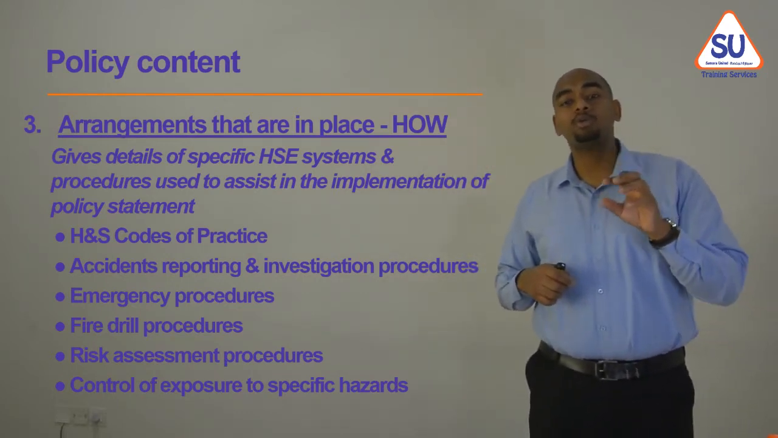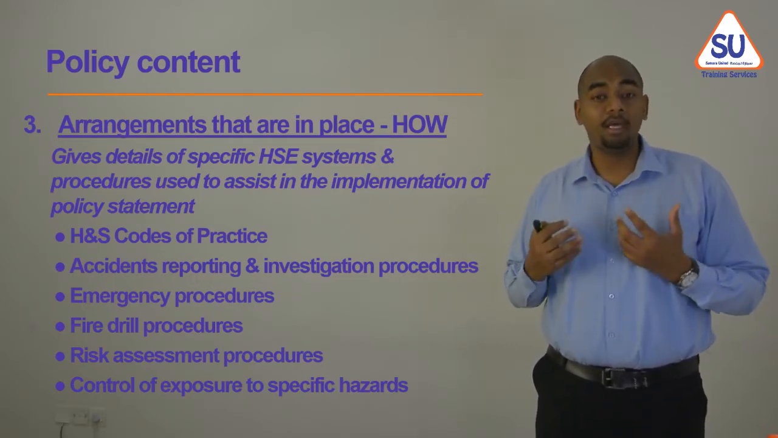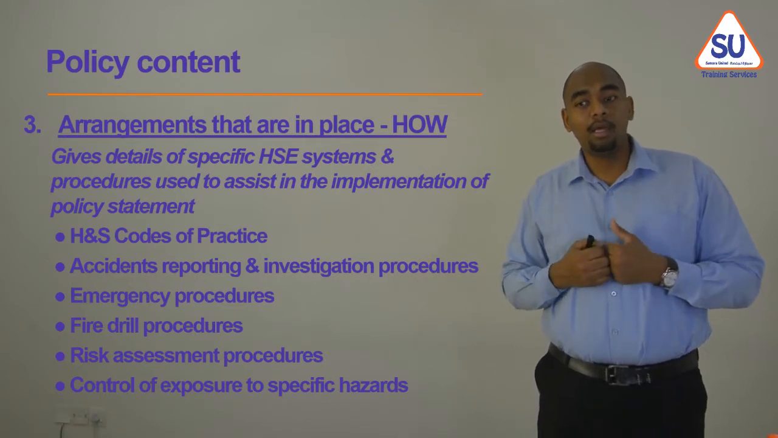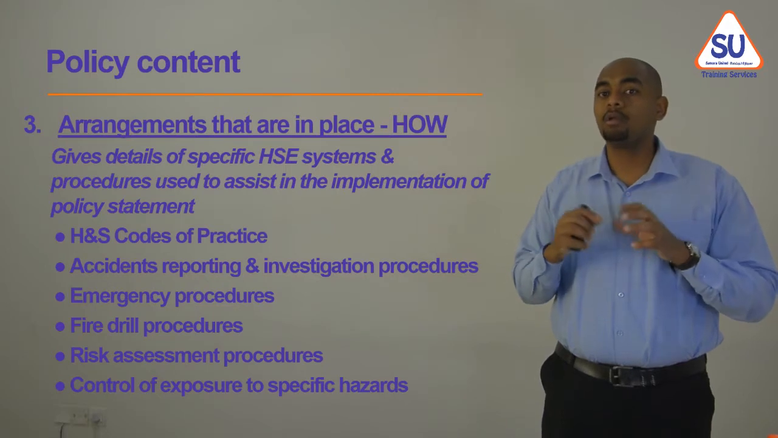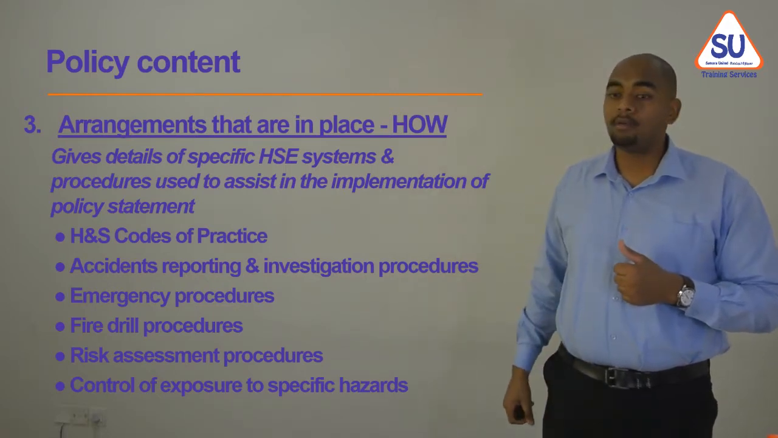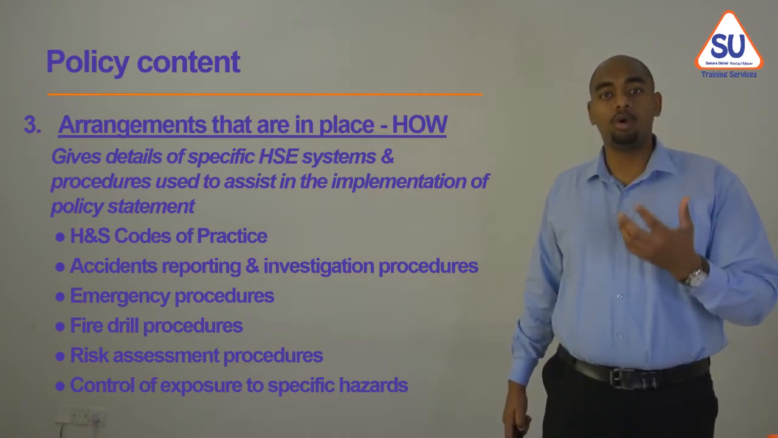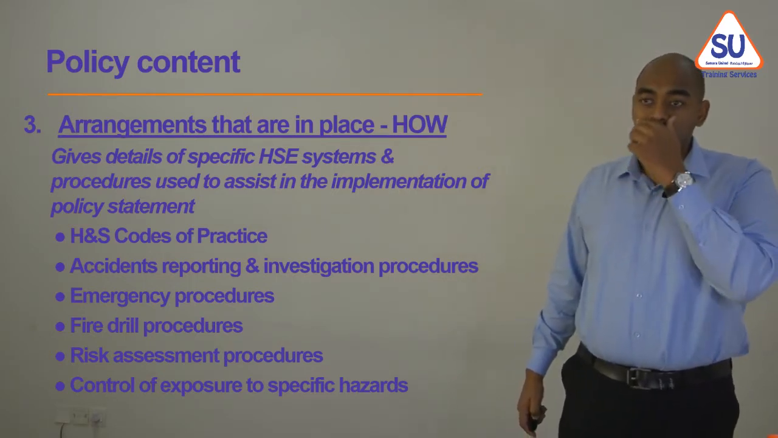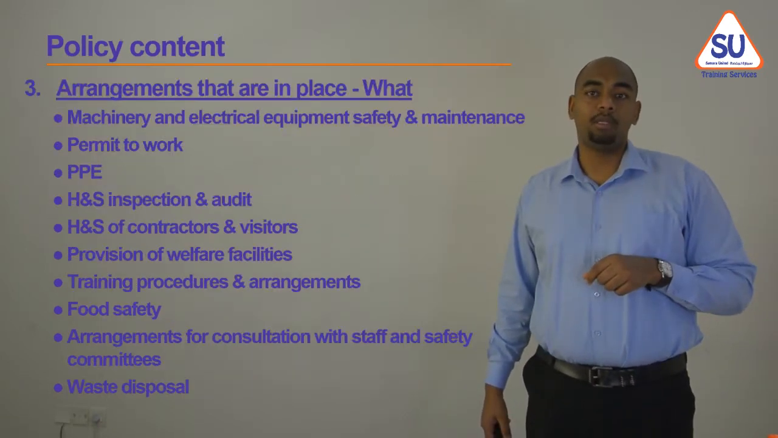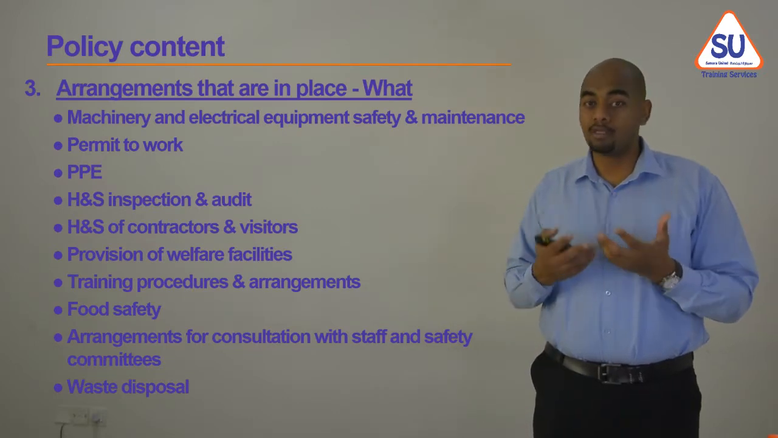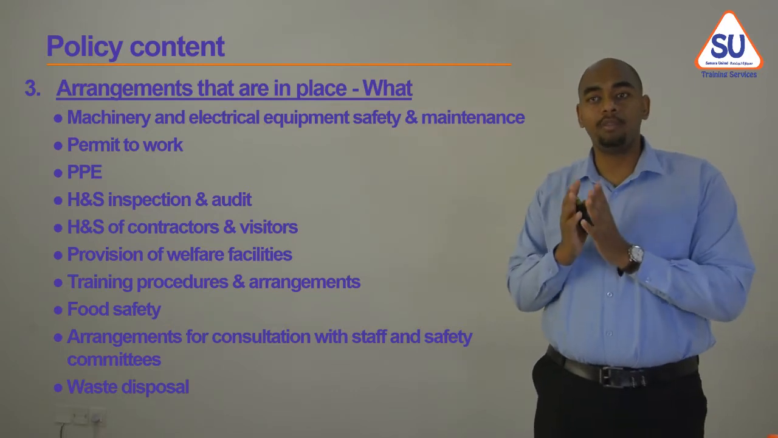Also we have the control of exposure to specific hazards. For example, if we have chemicals, those are a specific hazard within our workplace, so we have to control the exposure to those chemicals through a procedure. It also should be set within the arrangement section. Also we have the machinery and electrical equipment, the maintenance and the safety of those equipments. This should also be arranged within the arrangement section.